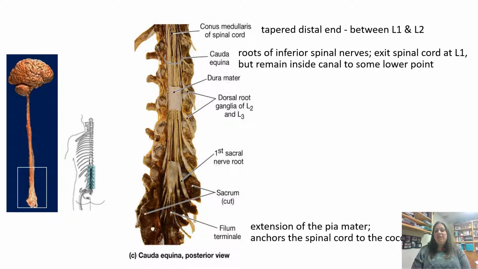We also see that there is an extension of the pia mater, which is going to anchor the spinal cord to the coccyx, and this is called the filum terminale. It's going to anchor it down, so that way it does not pull up and down as you move.